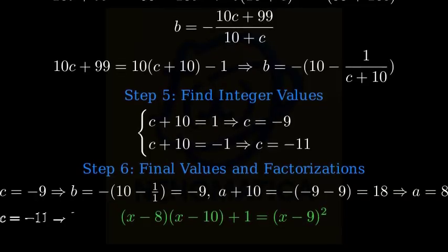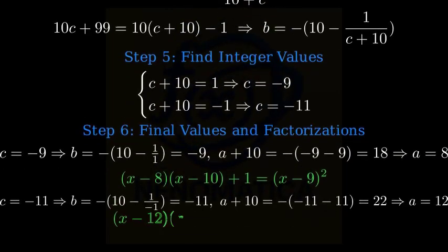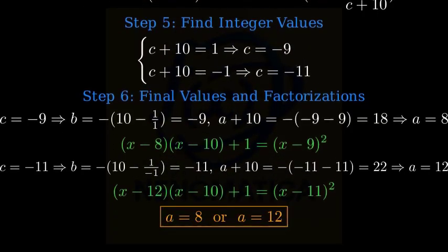When c equals negative 9, b equals the negative of 10 minus 1 over 1, which is negative 9. Then, a plus 10 equals negative of (negative 9 minus 9), which is 18. So a equals 8. When c equals negative 11, b equals the negative of 10 minus 1 over negative 1, which is negative 11. Then, a plus 10 equals negative of (negative 11 minus 11), which is 22. So a equals 12. Therefore, the two valid values are a equals 8 and a equals 12.